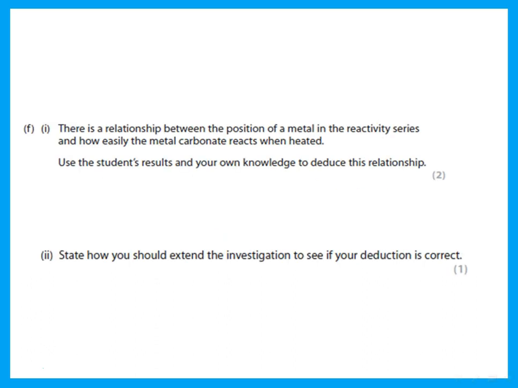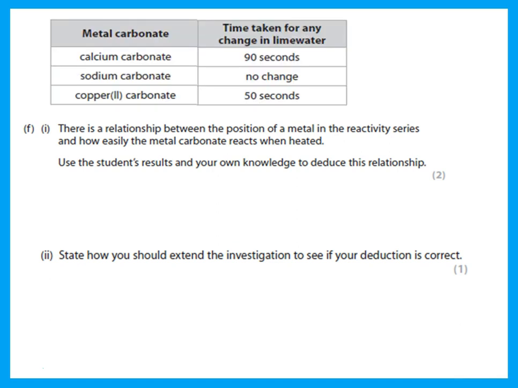There is a relationship between the position of a metal in the reactivity series and how easily the metal carbonate reacts. Use the student's results and your knowledge of the reactivity series to determine this relationship. Remember that if something takes a longer time, that means it is a slower reaction. So, for example, calcium carbonate took 90 seconds, sodium carbonate did not change at all, copper carbonate took 50 seconds.